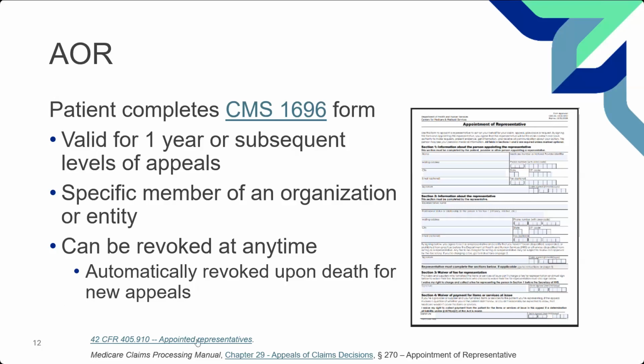Okay. So here are some different links that might help you at the bottom. The Code of Federal Regulations, which is going to talk about appointment of representatives, and then Chapter 29 in the Medicare Claims Processing Manual, which talks about the appointment of representative for the appeals decision. And that's where I got a lot of my information from for the questions that y'all asked on that.